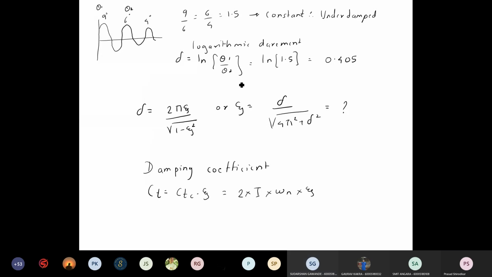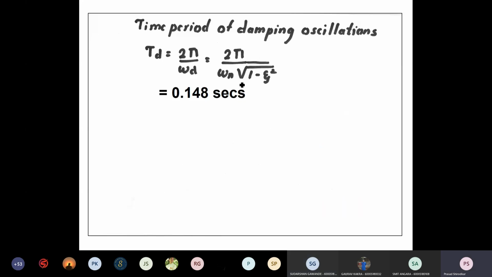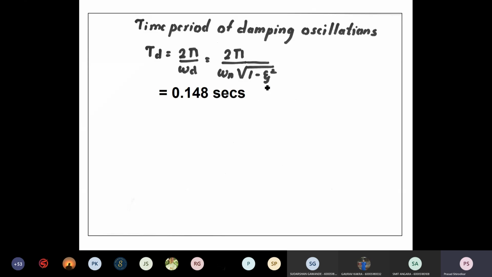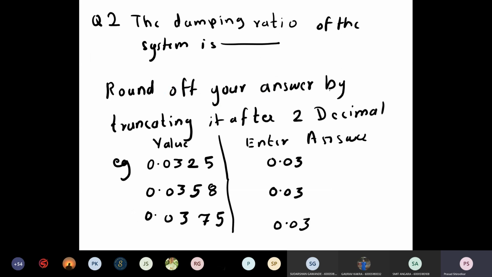Done? Yes, done. Now answer this quiz question. Time period for damping, when you substitute the values correctly, you should get the value 0.148 seconds. So do your calculations and answer question number 2.